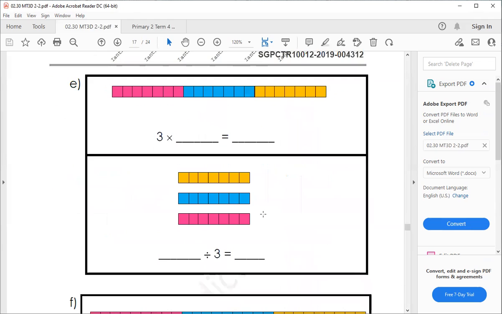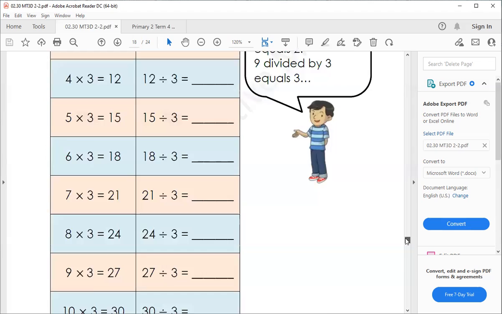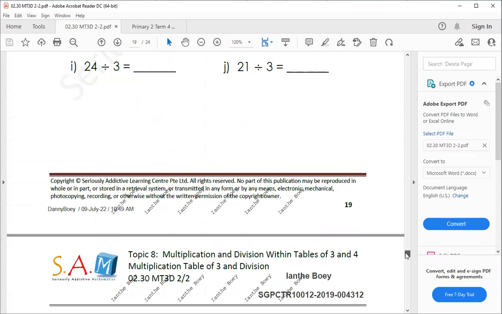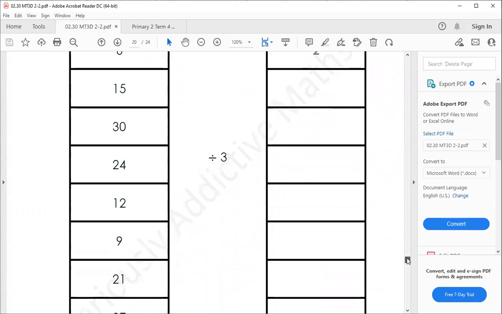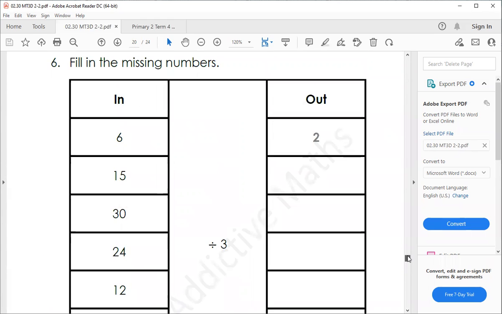After that, it's quite straightforward. You can get them to practice a bit on their own. Usually for this one, it just takes a lot of practice, because once they are familiar with multiplication of 3, they should be able to do division.